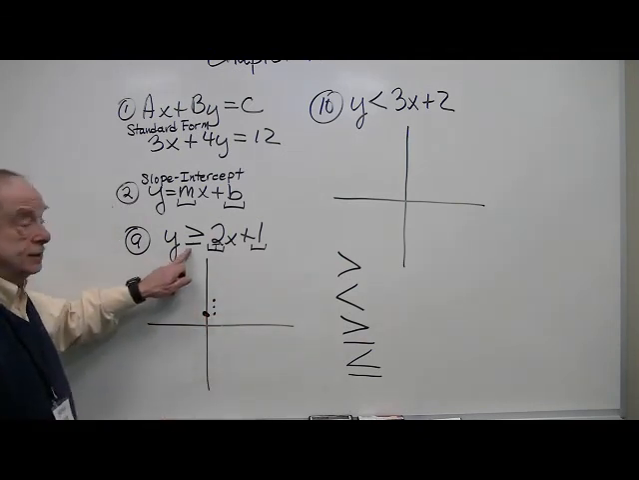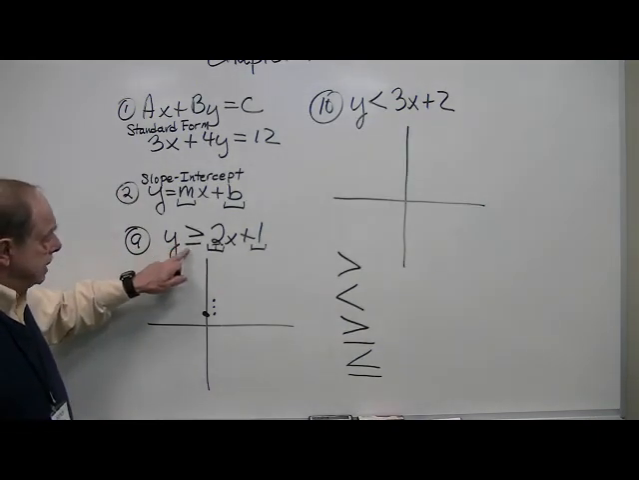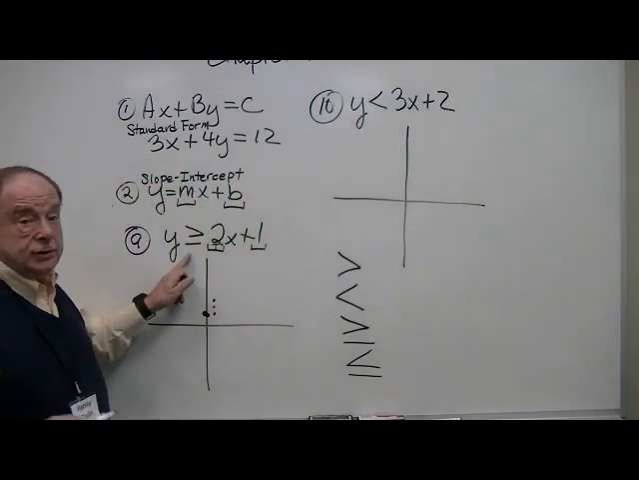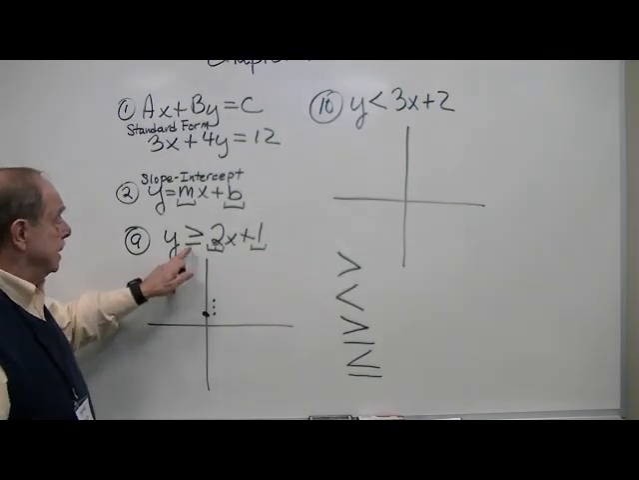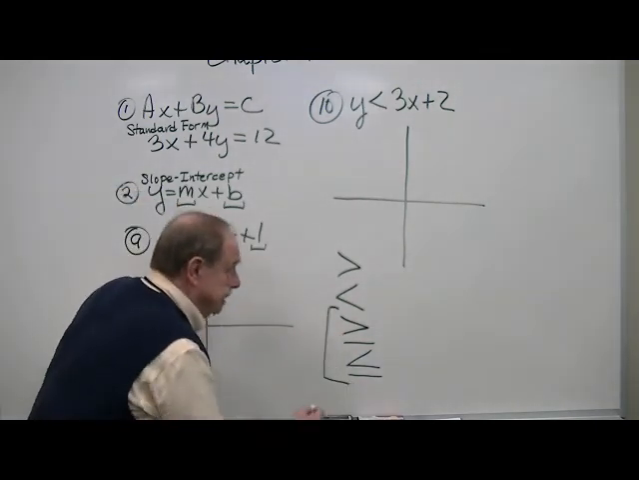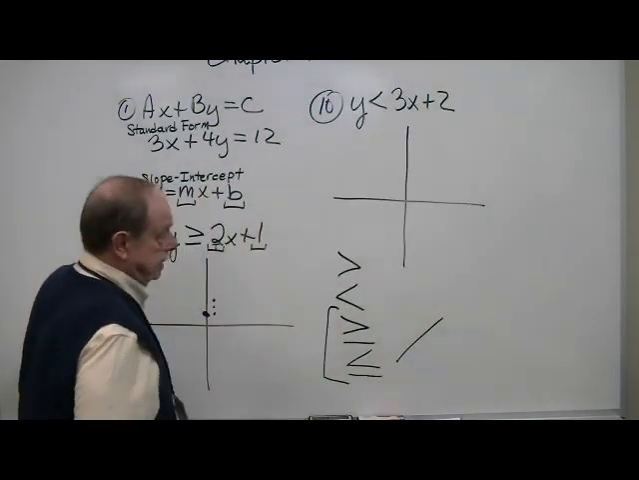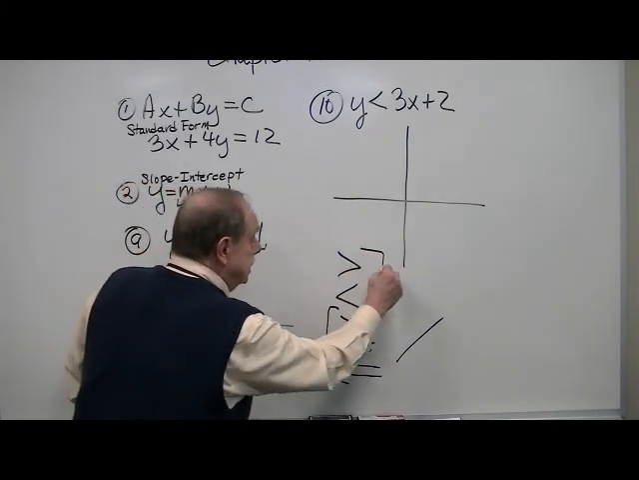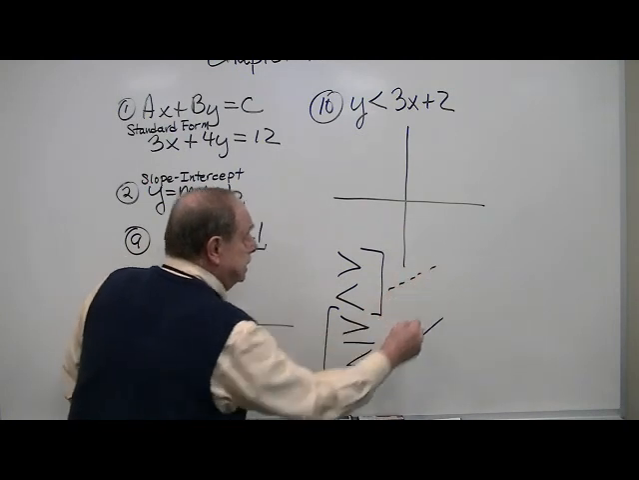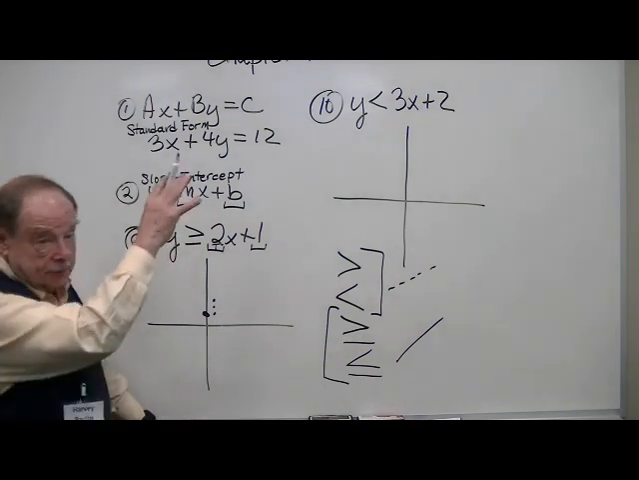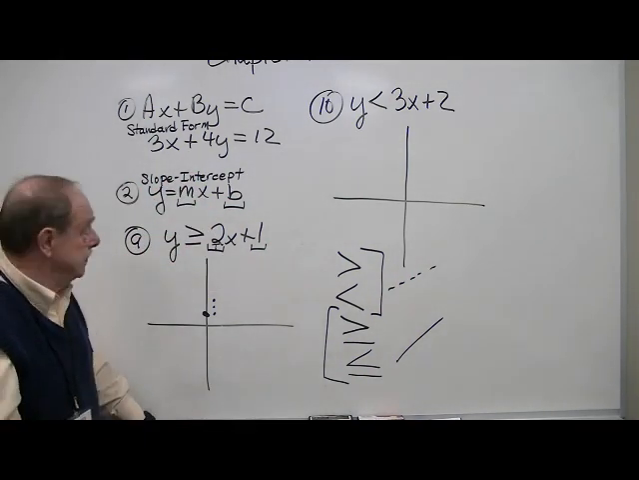Now, the next part is typically you just make a solid line. But here there's a little difference. When you do your math lab practice, what you have to choose is, when there are these 2 signs, this is going to be a solid line. When it's just greater than or less than, this is going to be a dotted line. And that tool is available for you from the tool palette on the graph.